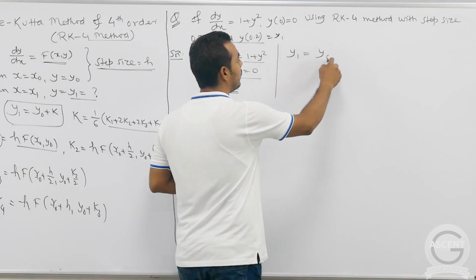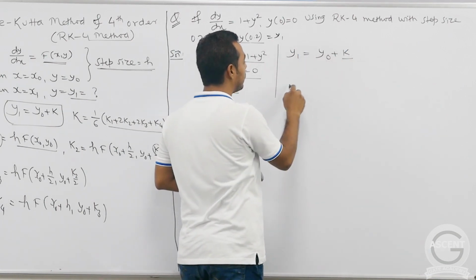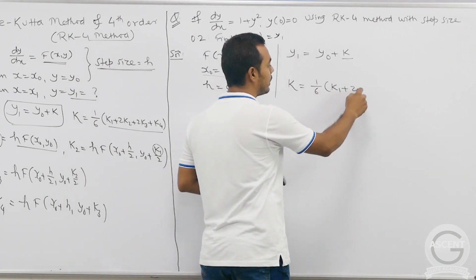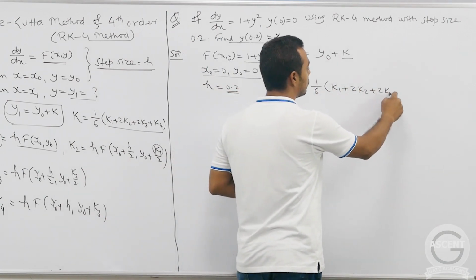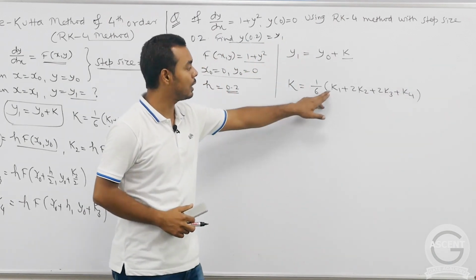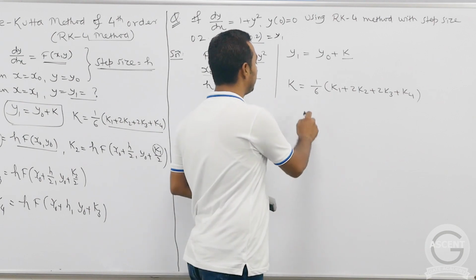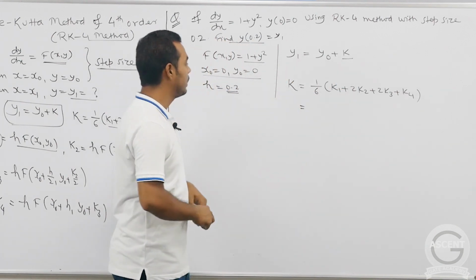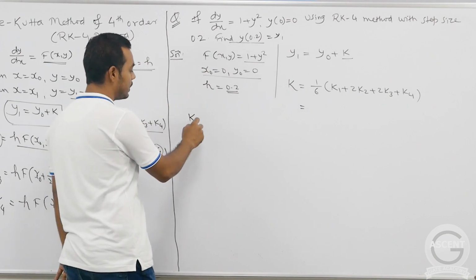Now y1 will be y0 plus k. The value of k will be 1 by 6 into k1 plus 2k2 plus 2k3 plus k4. So first we need to calculate these values k1, k2, k3, k4. Then we will calculate k, and then our y1 will be y0 plus k. So now we are going to calculate each one of these values.